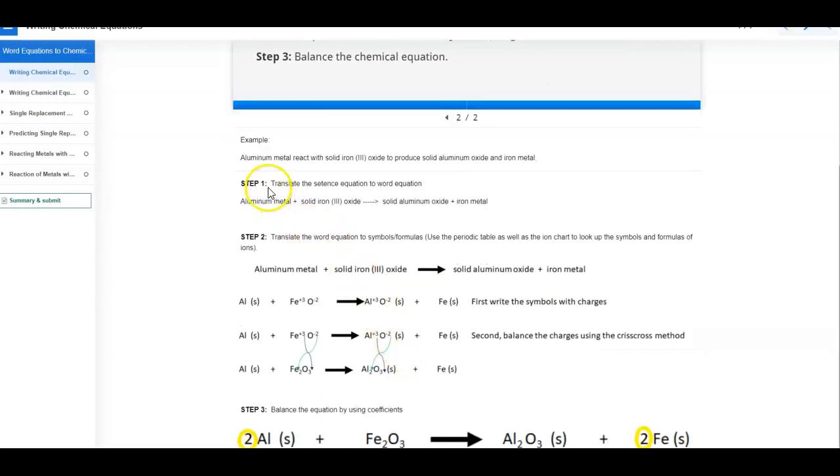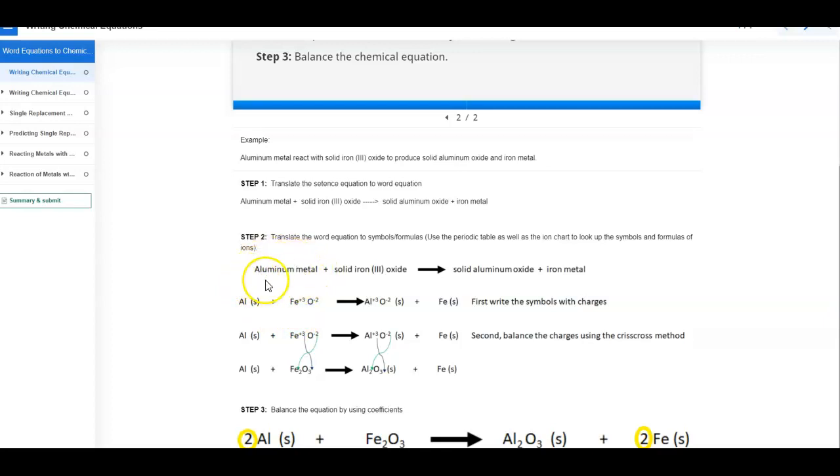The first example is aluminum metal reacts with solid iron(III) oxide to produce solid aluminum oxide and iron metal. To do this, the first step is you translate the sentence equation to a word equation. Just break it down to a very simplified form. Then step 2 is using your periodic table as well as your ion chart to write the formulas or the symbols for the respective substances, metals or elements or compounds.